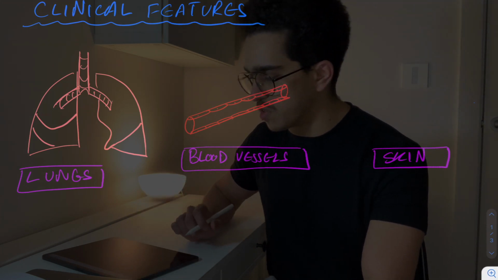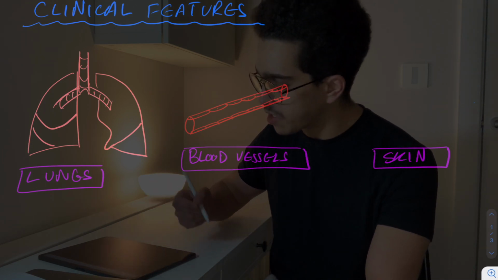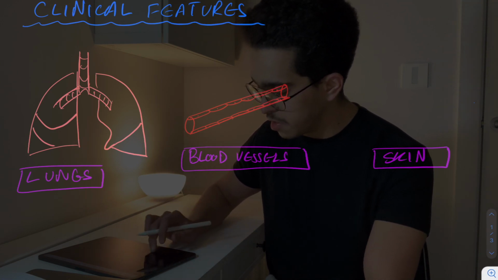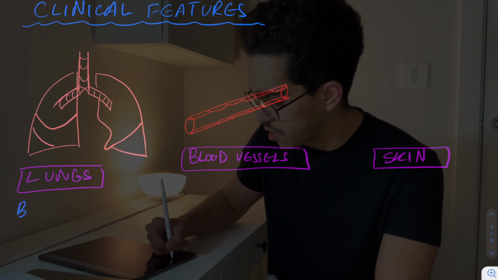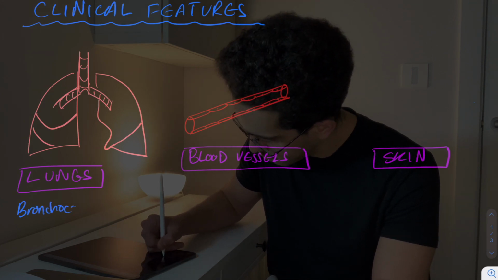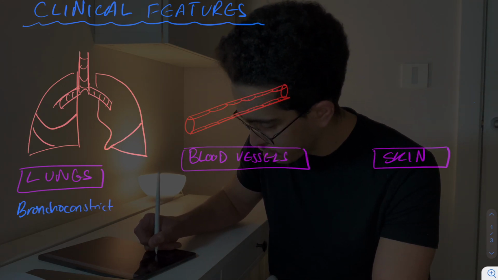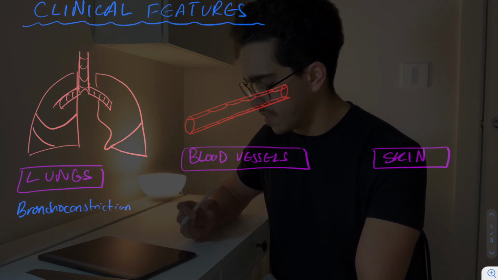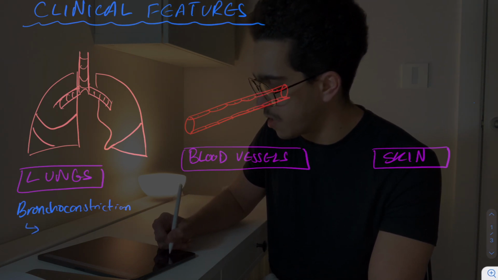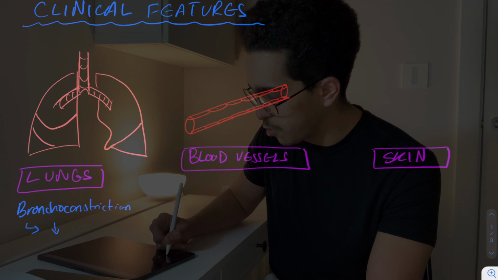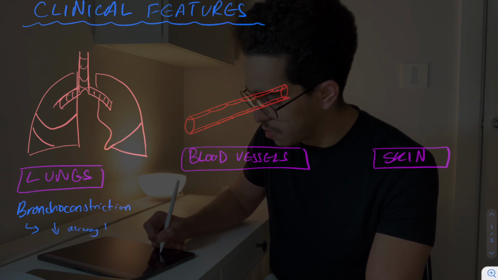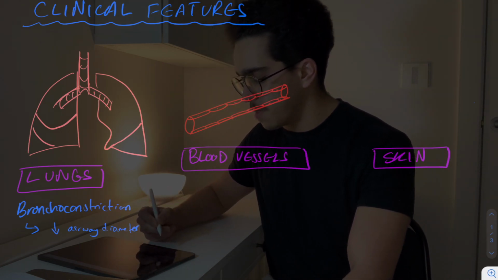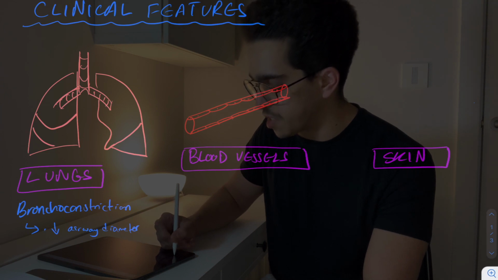So what will histamine do to the airways? Histamine, when it goes to the smooth muscle cells within the airways of the lungs, is going to cause bronchoconstriction. And what happens when there's bronchoconstriction? The diameter of the airways will reduce. So when the diameter of the airways reduces, the resistance to airflow is going to increase.